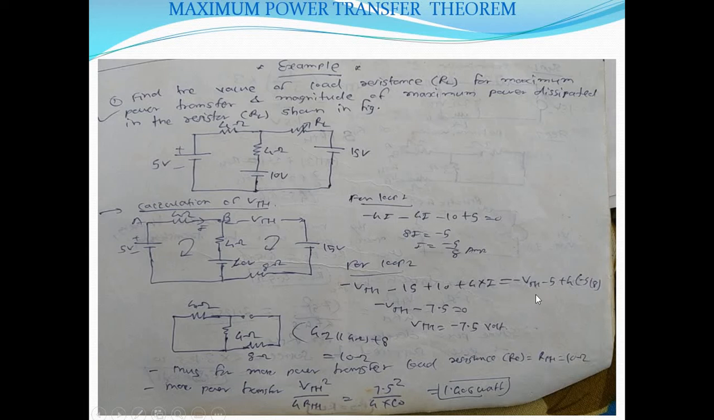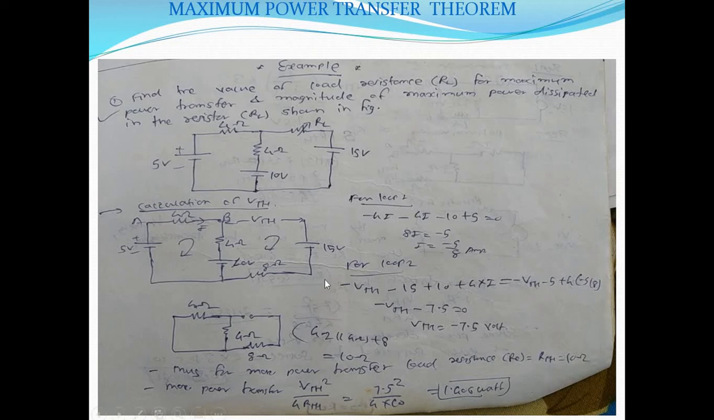So it will become minus Vth minus 5 plus 4 in bracket I, which is minus 5 by 8. So it is minus Vth minus 7.5 is equal to 0. That is Vth is equal to 7.5 volt. So we have calculated the value of Vth, which is minus 7.5 volt. But while calculating we will consider 7.5 volt because we are interested in the magnitude only.